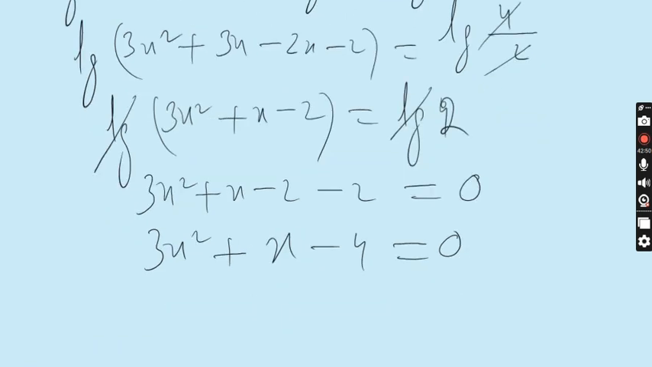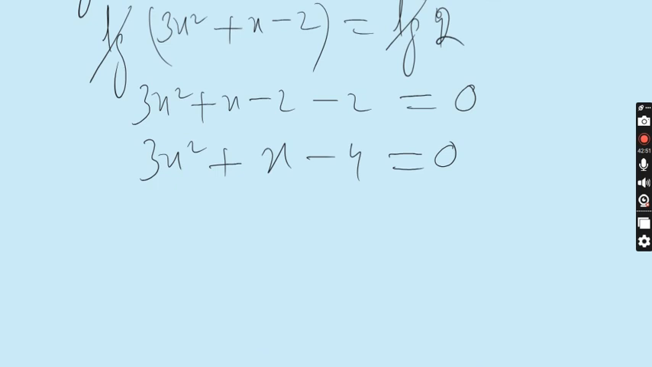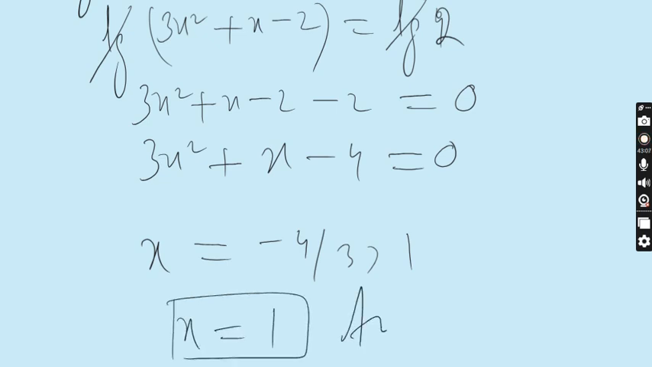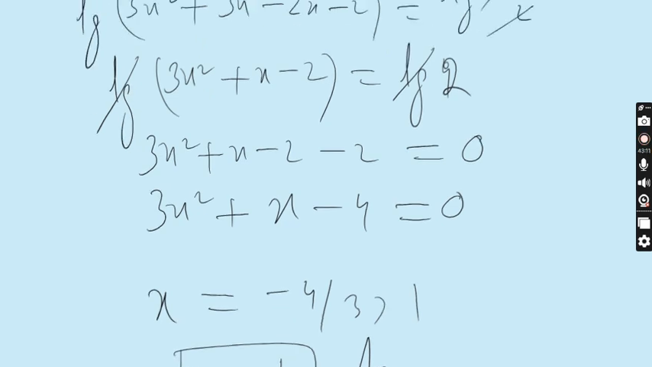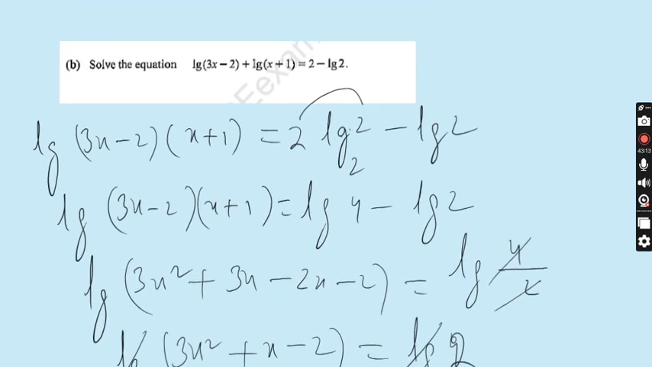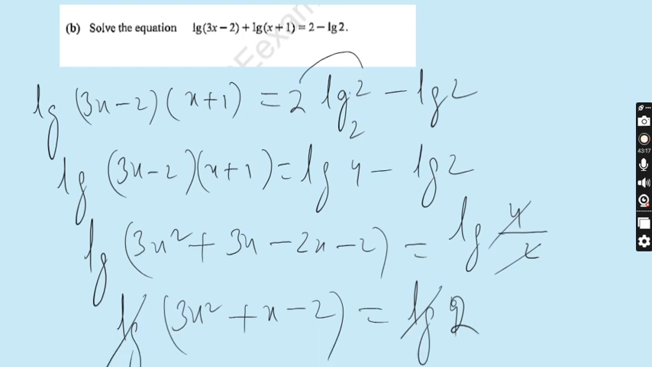Now solve this quadratic equation by middle term break method. You will get the values of x equal to negative 4 upon 3 and 1, but we have to take only one value, that is x equal to 1, because if you put negative 4 upon 3 in the given question, you will get a negative value of logarithm, and the logarithm of a negative value is undefined.